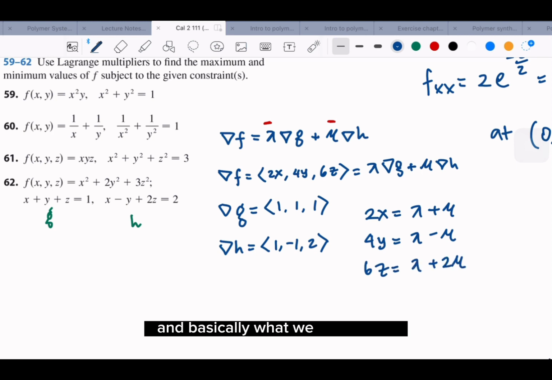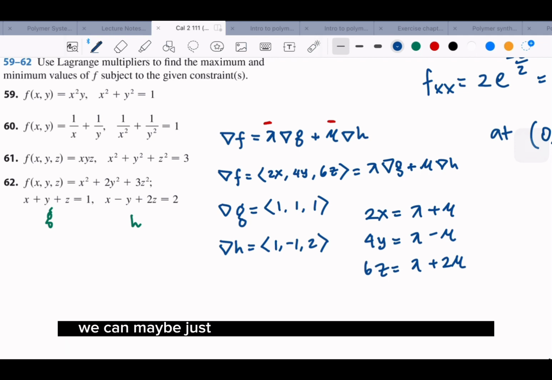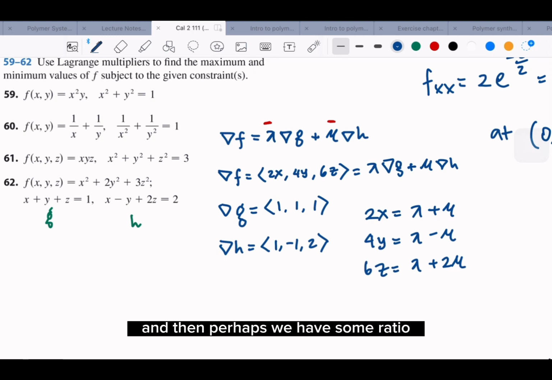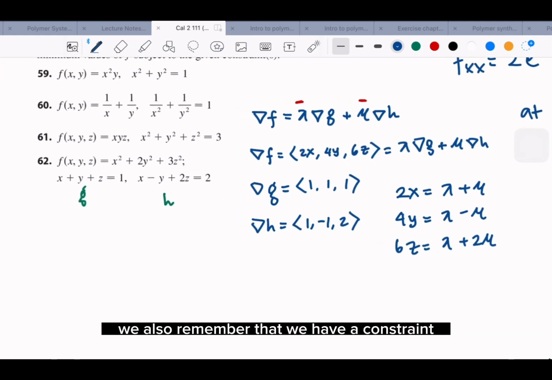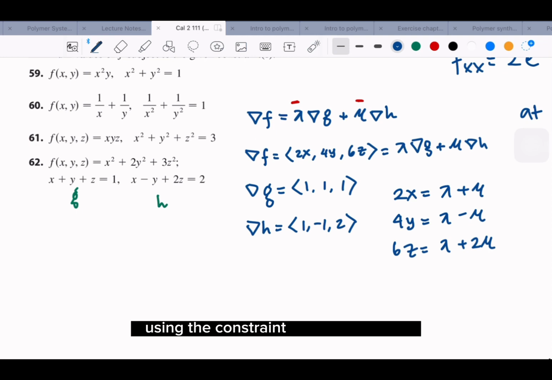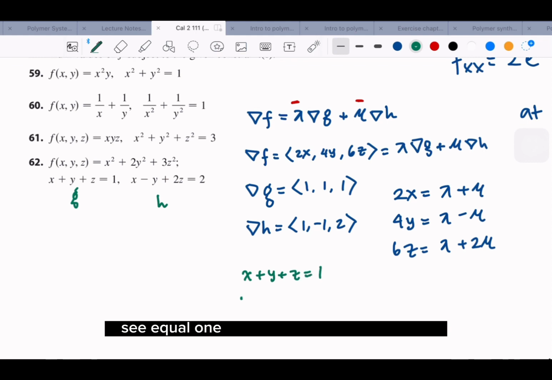Okay. And basically what we need to do, sometimes we need to solve using linear equations. Just eliminate, and then maybe look for lambda and mu. Or sometimes we can just describe some relation between these, and then perhaps we have some ratio that we can relate from these two. Okay, and then we also remember that we have a constraint. So we need to solve this using the constraint, that is, let me write here, x plus y plus z equals 1, x minus y plus 2z equals 2.